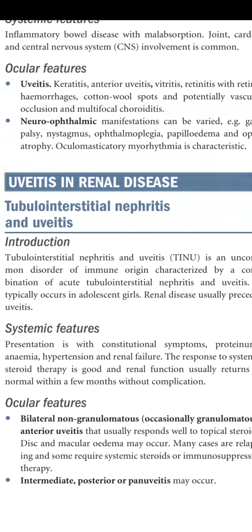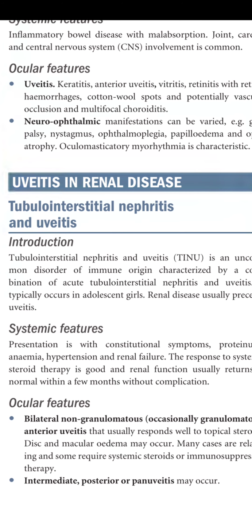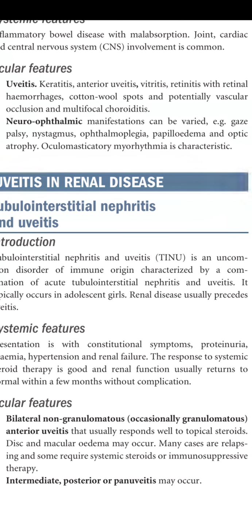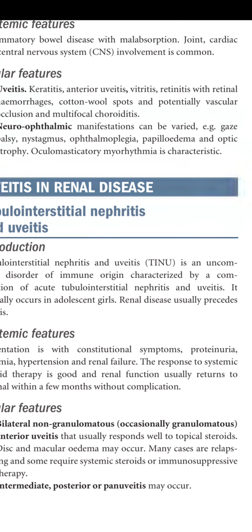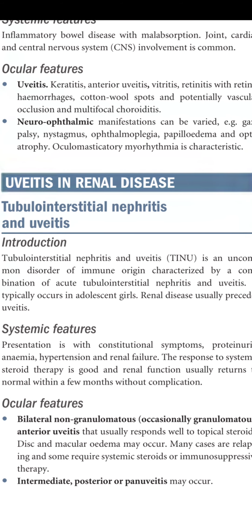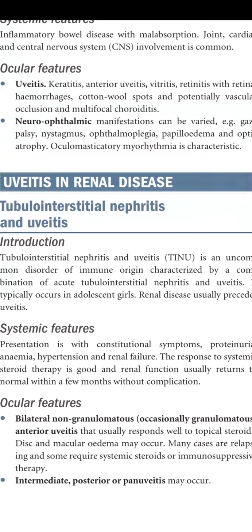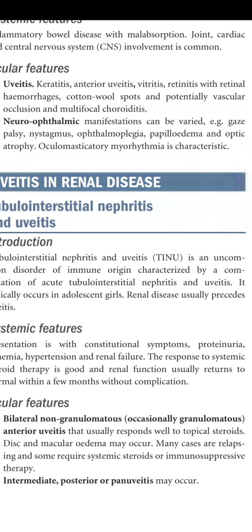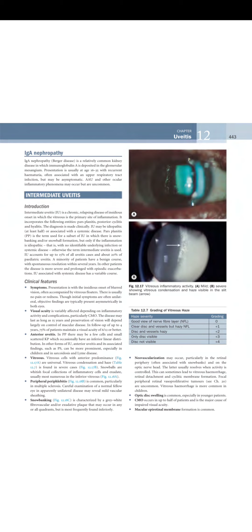Systemic features: presentation is with constitutional symptoms, proteinuria, anemia, hypertension, and renal failure. The response to systemic steroid therapy is good, and renal function usually returns to normal within a few months without complications. So there can be renal problems: proteinuria, anemia, hypertension, renal failure. Ocular features include bilateral non-granulomatous, occasionally granulomatous, anterior uveitis that usually responds well to topical steroid. Disc and macular edema may occur. Many cases are relapsing, and some require systemic steroid or immunosuppressive therapy. Intermediate, posterior, or panuveitis may occur.